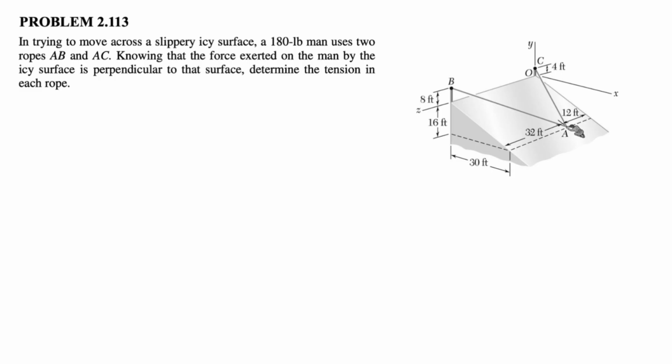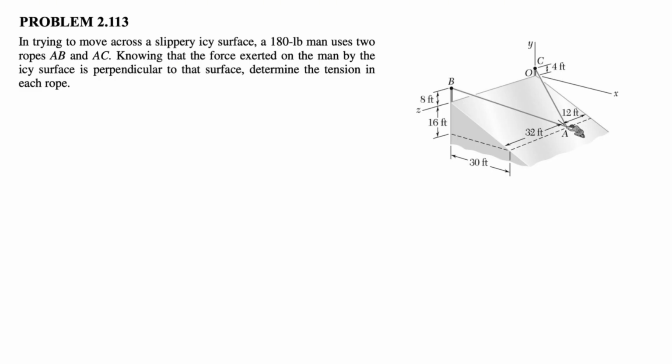Let's see how we can solve question 113 from the second chapter of the Beer Johnston textbook, Engineering Mechanics. In this question, in trying to move across a slippery icy surface, we have a 180-pound man who uses two ropes AB and AC, and we know that the force exerted on the man by the icy surface is perpendicular to that surface, and we need to determine the tension in each rope.